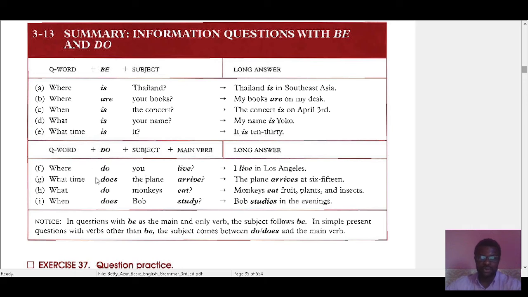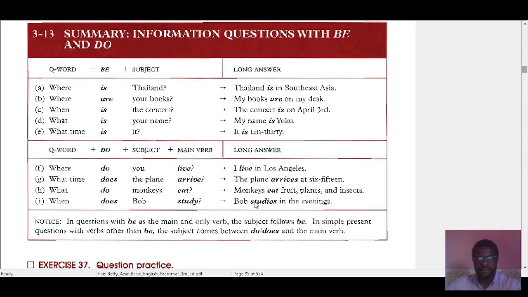What do monkeys eat? See here we've got monkeys because there are many of them. So if I don't want to say monkeys, I'm going to use what? They. That's why we're using do in our question as the auxiliary, before the main verb. What do monkeys eat? When does Bob study? See, this one, Bob is he. That's why we're using what? Does. When does Bob study? Bob studies in the evening.